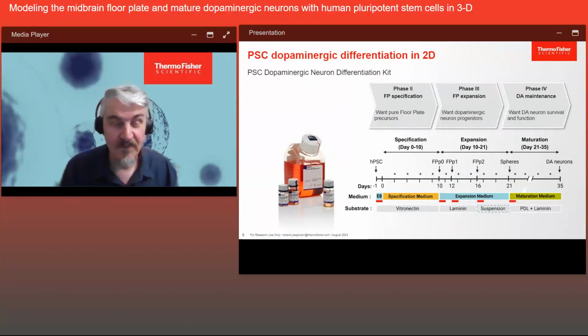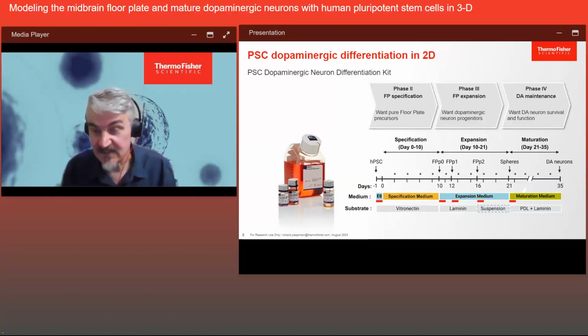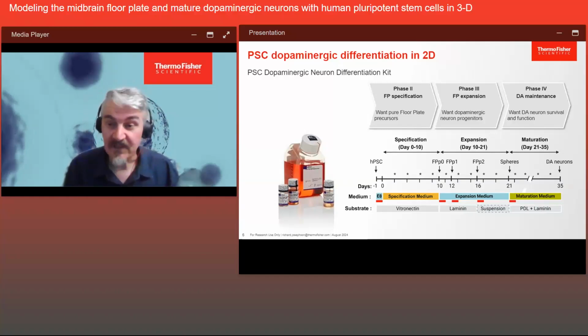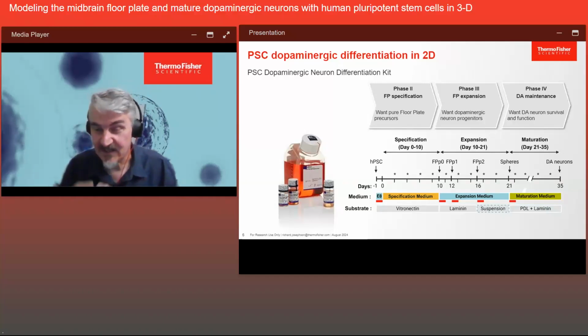The rest of the steps are all based on another medium system, the Gibco PSC dopaminergic neuron differentiation kit. This is a set of 3 media. The first media is for specification of floor plate in 2D cultures, followed by a medium for floor plate expansion in a series of passages, first in attached culture and then in suspension culture, as you can see in this graphic to the right. And then the last medium is the maturation media that takes you from the floor plate progenitors out to differentiated dopaminergic neurons in about 5 weeks total.